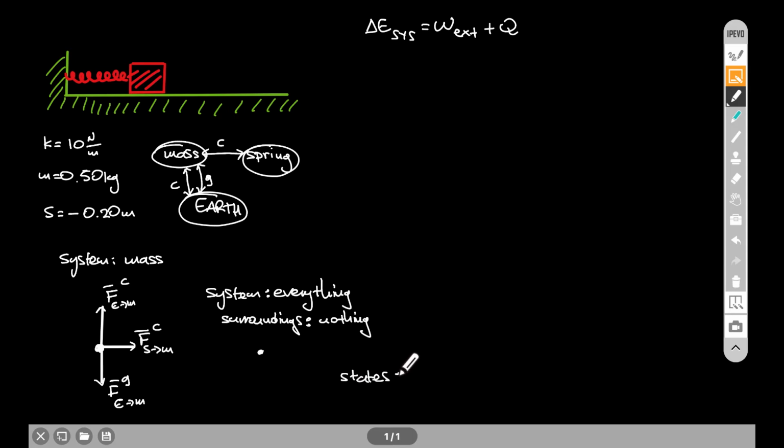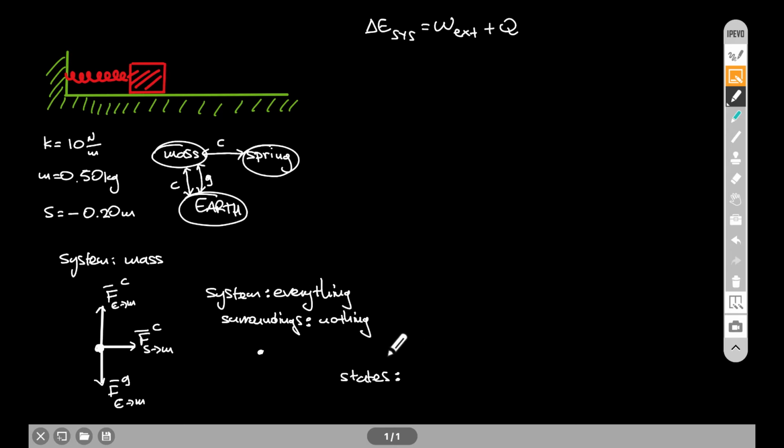Now, in this problem, what I'm doing is compressing the spring. So I'm pushing the mass to the left, compressing the spring, and then letting it go. I know by how much I'm compressing the spring, and what I want to find out is the speed of the mass when the spring is neither stretched nor compressed, when the spring is at its equilibrium position.